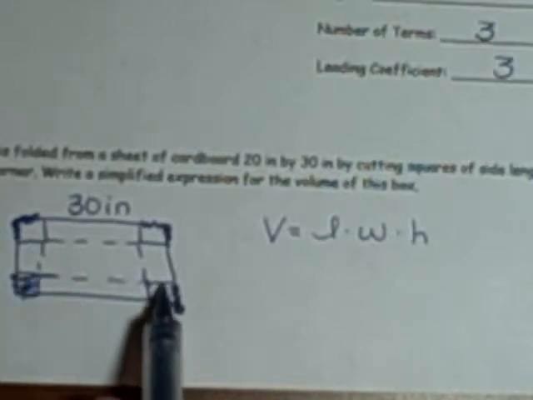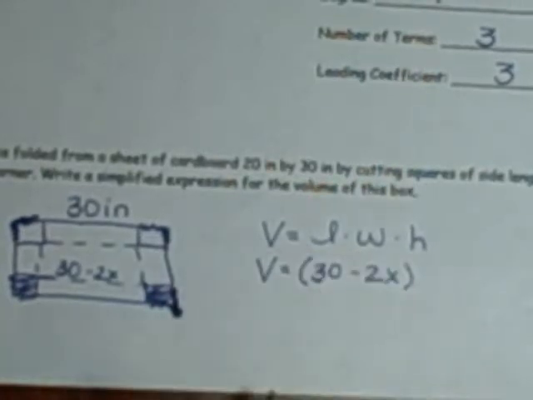Okay? So I want you to picture this box all folded up. The length of the box would be from here to here after I cut off those corners. So this used to be 30 inches, but then I cut off an x here, and I cut off an x here. So really what I'm left with here is what used to be 30 inches, and I'm taking 2x off of that. So my length is 30 minus 2x.